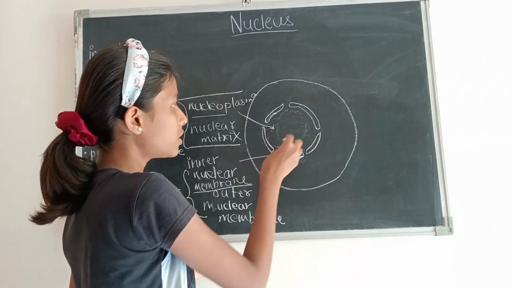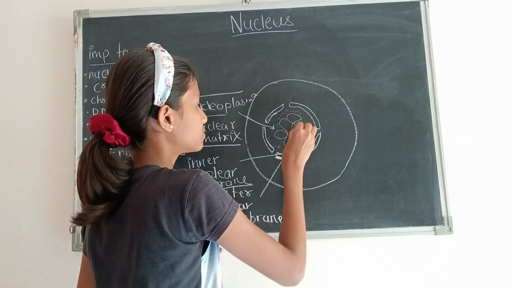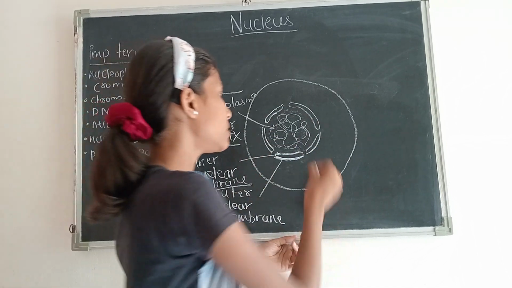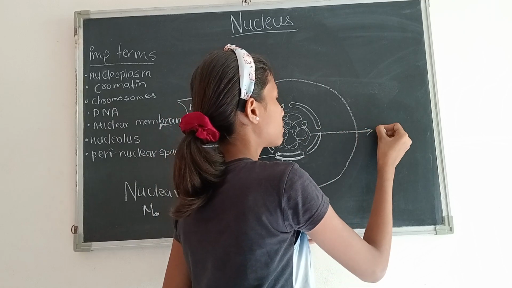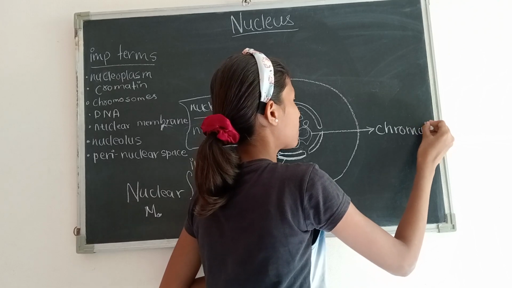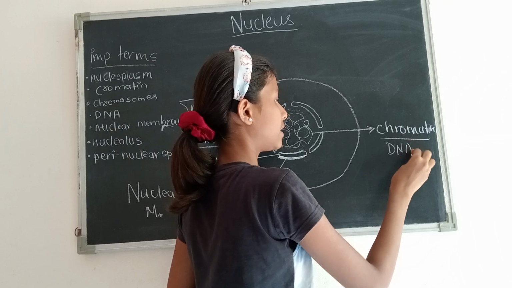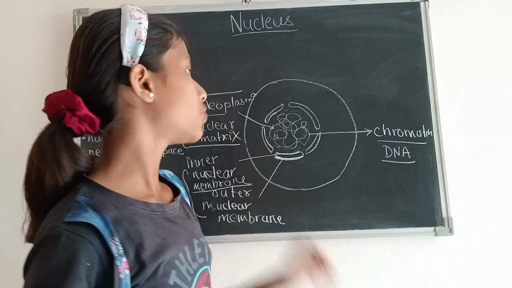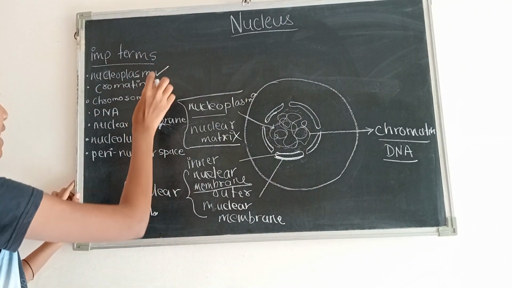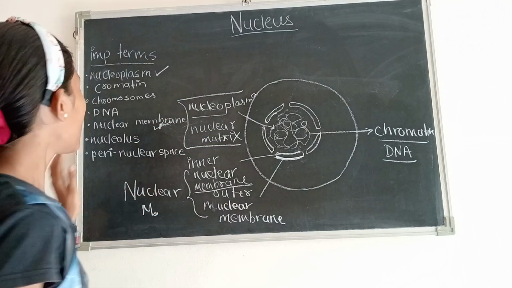Further, over here you will find a tangled structure. This tangled structure is nothing but chromatin, not chromosomes, chromatin. This structure is nothing but chromatin, that is DNA. So I explained to you about nucleoplasm. Chromatin, chromosomes and DNA are not explained yet. Nuclear membrane is done. Nucleolus.